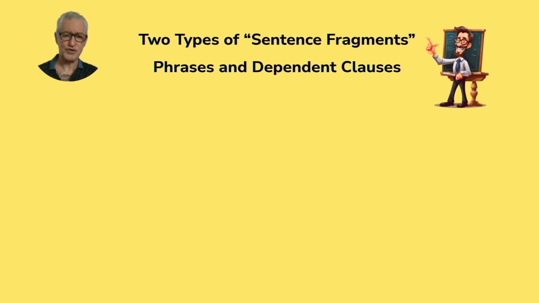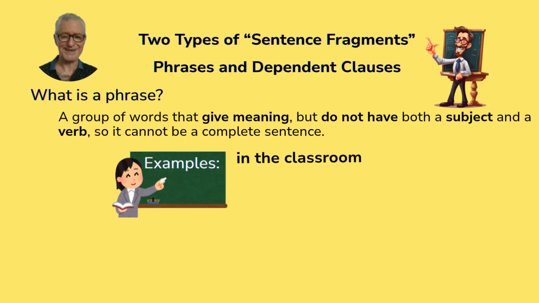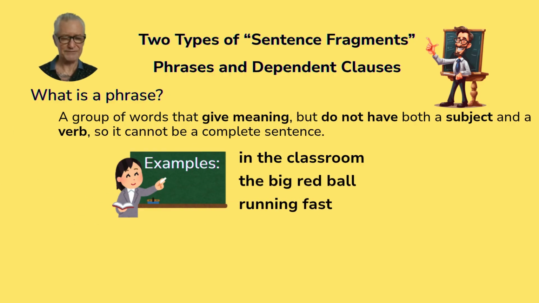Now let's have a look at 2 types of sentence fragments, phrases and dependent clauses. Okay, so what is a phrase? Well, a phrase is a group of words that give meaning, but they do not have a subject and a verb, so it can't be a complete sentence. Let's have a look at some examples. In the classroom, the big red ball, running fast.